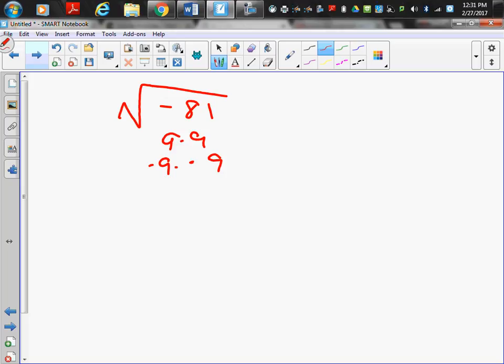Negative times negative is a positive. That's why I said it must be a cube root to do a negative. You must be taking a cube root for right now. So for all of them, if you have a cube, you can make all of them negative. And let me show you why.